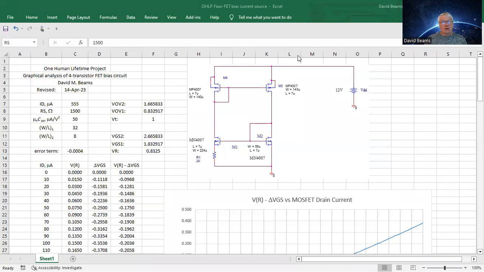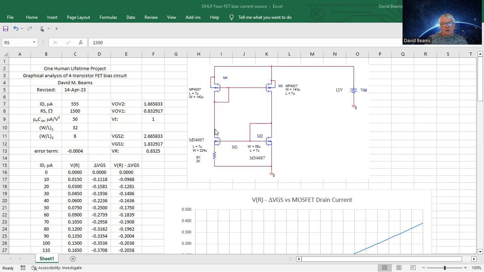Here is the spreadsheet for the 4-transistor bias current generator. It consists of 2 current mirrors. A current mirror is a pair of matched PMOS transistors, and an asymmetric current mirror of 2 NMOS transistors. If you look carefully, you'll see that the width to length ratio of transistor 1 is much larger than the width to length ratio of transistor 2.